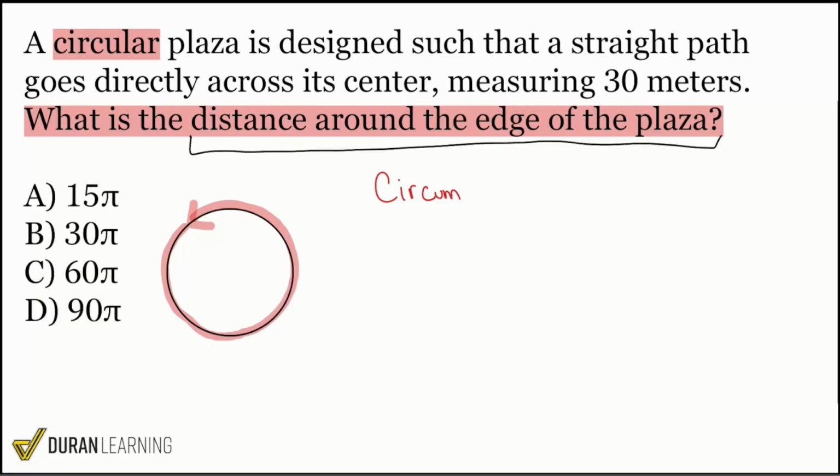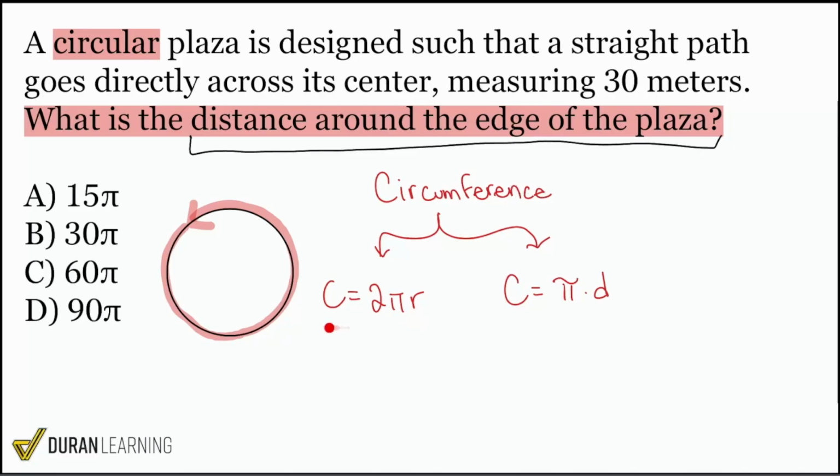Now, there's a little bit of an issue. The issue is that there are 2 formulas for circumference. There's the first one, which is circumference equals 2 pi r. And then the other one, which is circumference equals pi times the diameter. Again, the one on the left here uses the radius, and the one on the right uses the diameter. But remember, they are the same exact formula, giving you the same circumference at the end. It just depends on which property you use.